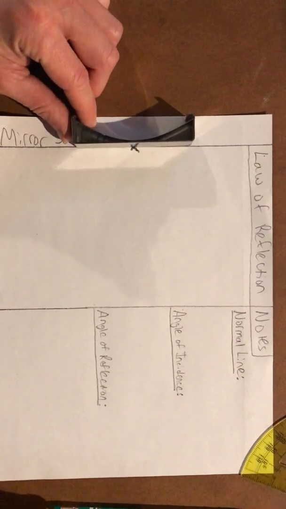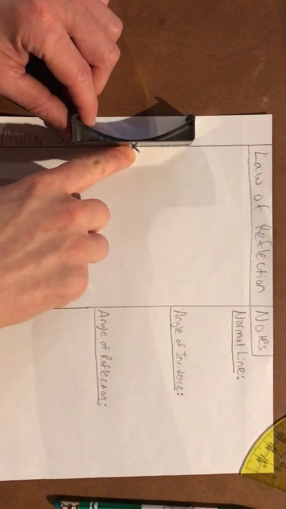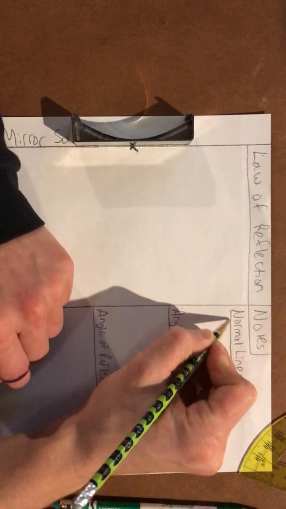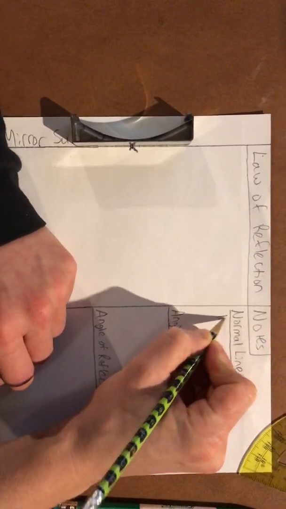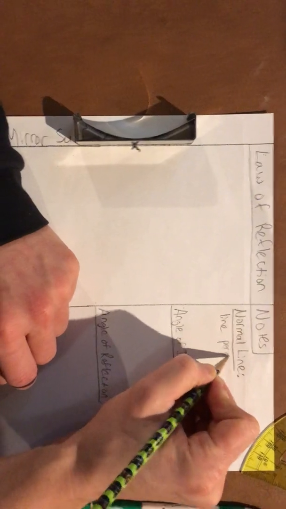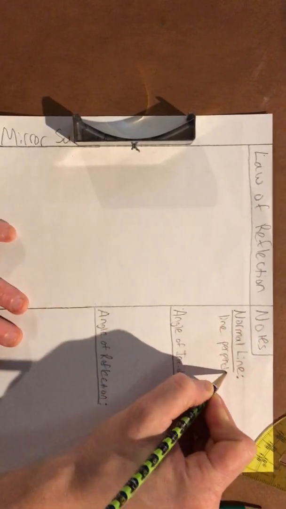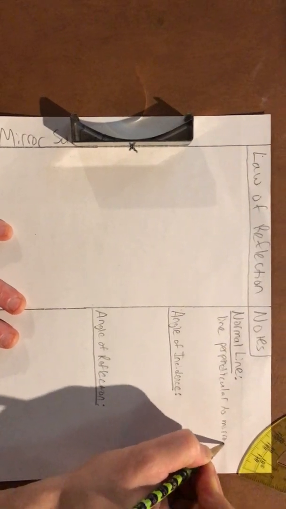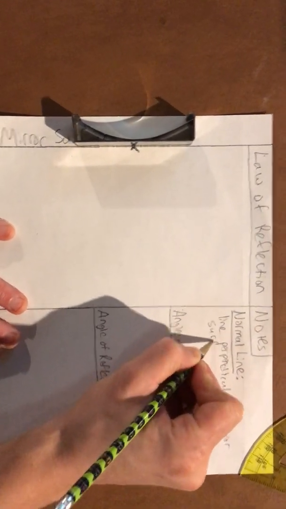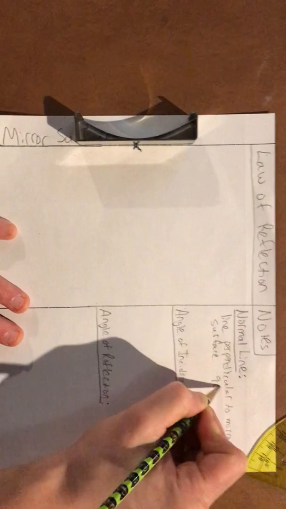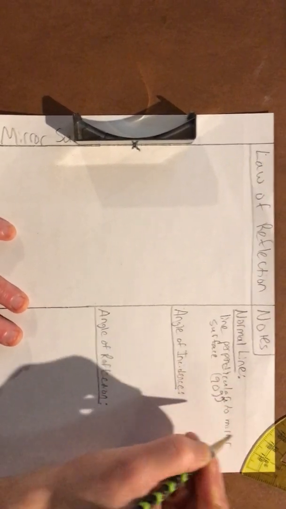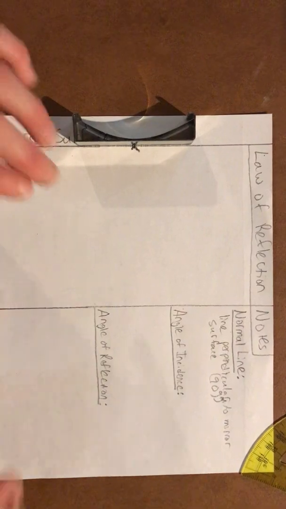Since the mirror is going to be right here and the X is right where the mirror sits, the normal line, normal just means perpendicular. It's a line perpendicular to the mirror surface. So 90 degrees, in other words. That's what we mean by perpendicular, okay? 90 degrees to the mirror surface, okay?